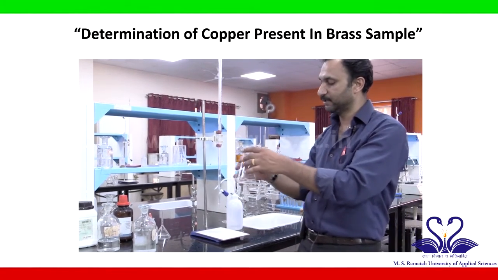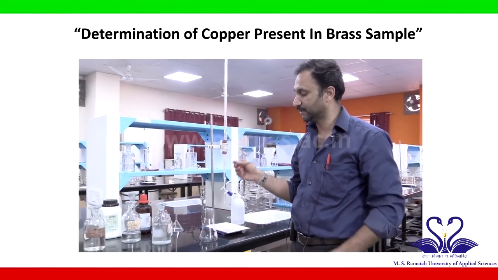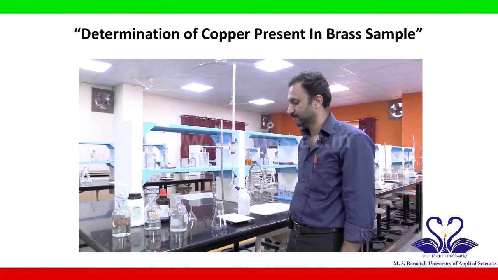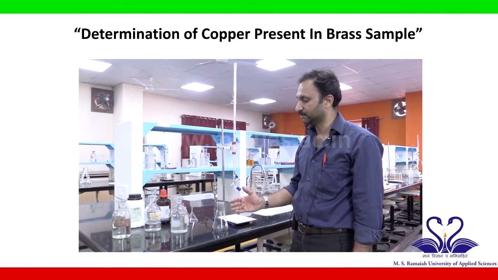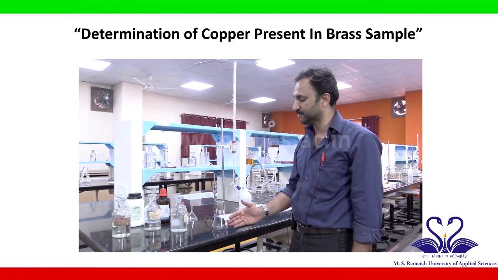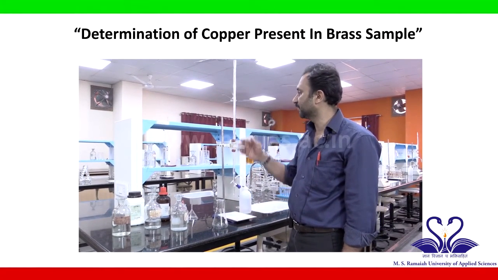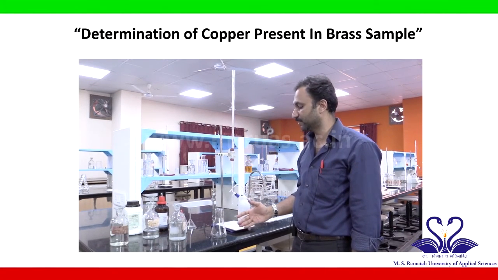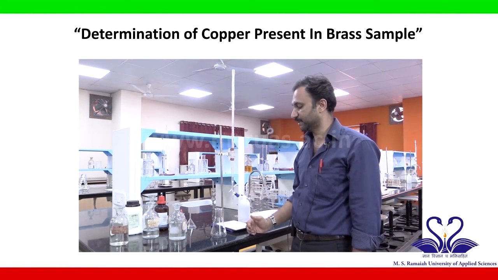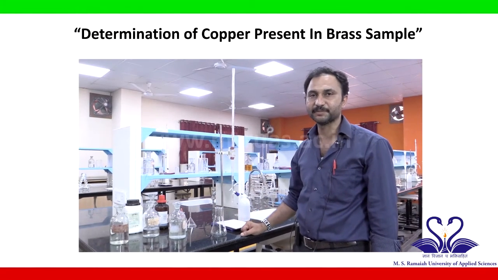Now the cleaned conical flask is ready, so you can take the fresh copper paste and do the second titration. Depending upon the copper pieces, copper 1, copper 2, and the amount of thiosulfate consumed for each sample, you can calculate how much copper is present in the given brass piece. So this completes the experiment.